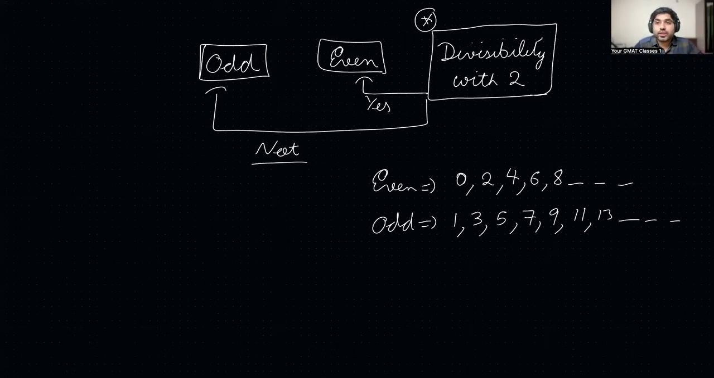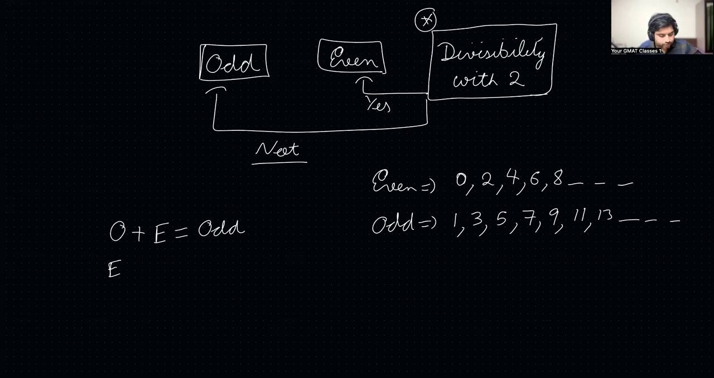Next, before we move to the next category, we should know how operations with odd and even numbers will give different results depending on the inputs. Like, for example, odd number plus even number will always give you odd. Even number plus even number will give you even. We'll come to that. Even plus even will give you even number, and odd plus odd will also give you even number.